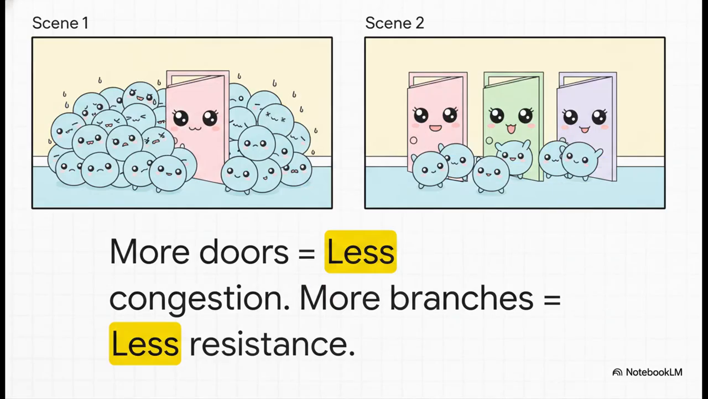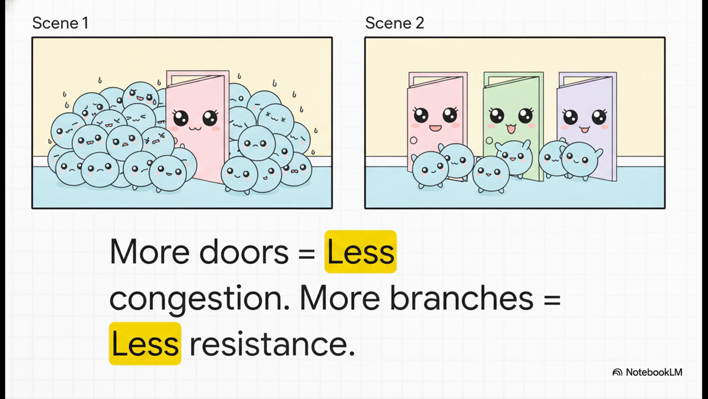Let's make this crystal clear with a quick analogy. Imagine being in a super crowded room. If you open 3 doors instead of just one, people can exit much faster, right? More branches literally mean less overall resistance. Even if a new door is super narrow, hey, it's still an extra exit.